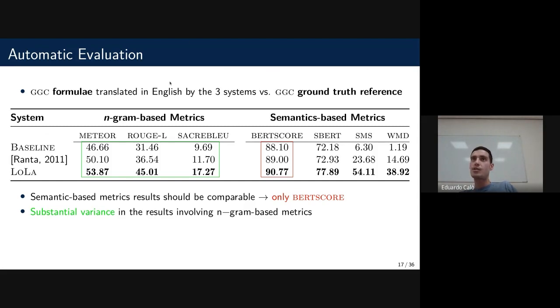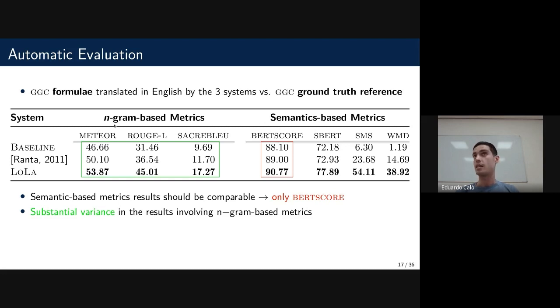We got very interesting results, which were also not quite expected, because imagine that the text we are comparing, the translations and the golden reference in the parallel corpus, are all actually paraphrases, because the generated text explains the formulas, while the reference is of course a reference that explains the formulas. So you would expect the results of semantic-based metrics to be comparable across systems, but this is not what happens. This only happens slightly when we use BERTScore as an evaluation metric, whereas with SBERT, SMS and WMD, this doesn't happen.